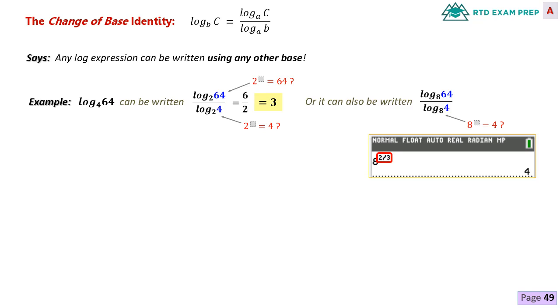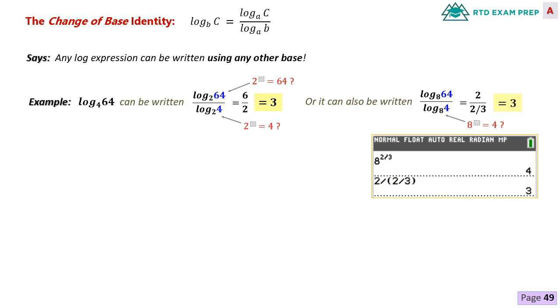In order for 8 to become 4, we would have to square it to 64 and then cube root it down to 4. This means the power on 8 would be 2/3. So this expression becomes 2 over 2/3, which is also equivalent to 3. So already we've shown two examples using different bases that show the potential of the change of base identity.